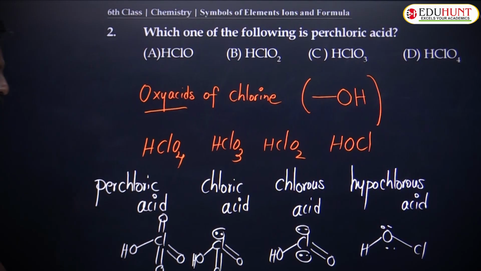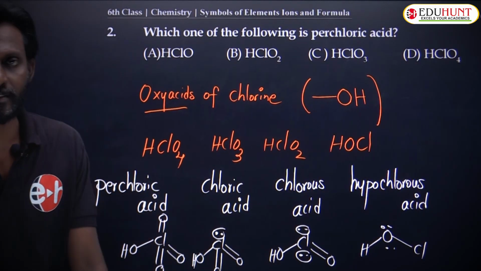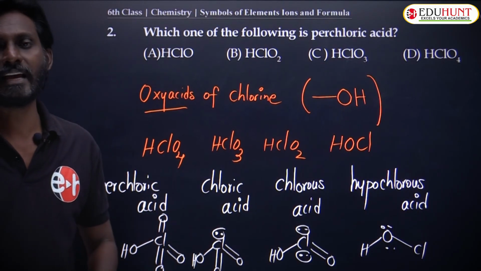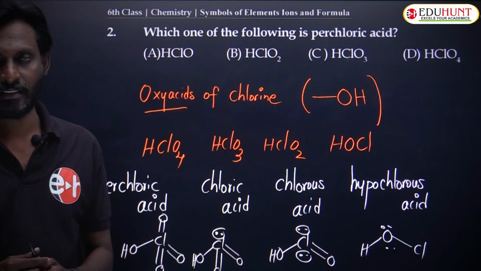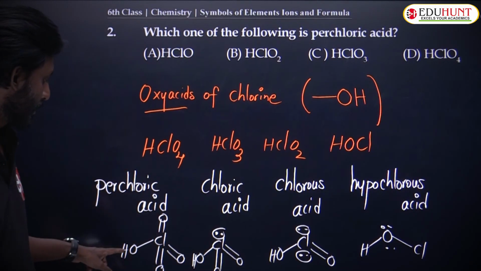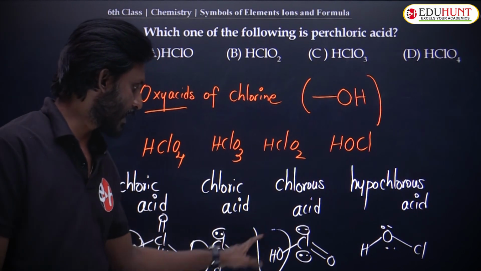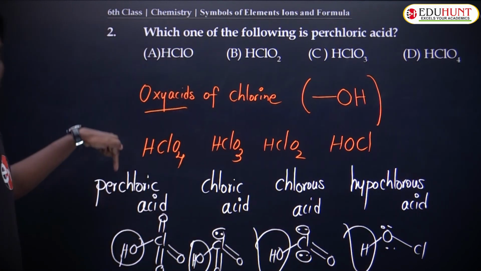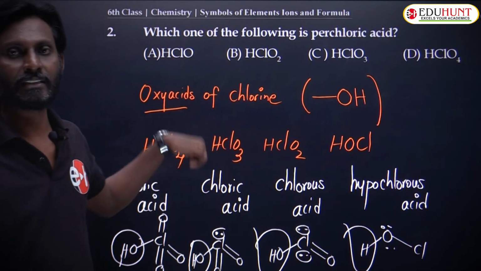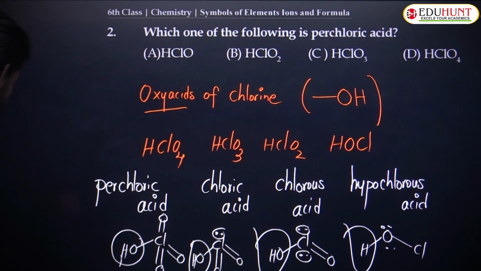In all of them, all are acids. Why acids? They release H+. What type of acids? Oxyacids, because the releasing hydrogen is present on oxygen. Perchloric acid, chloric acid, chlorous acid, hypochlorous acid. I hope you got this.